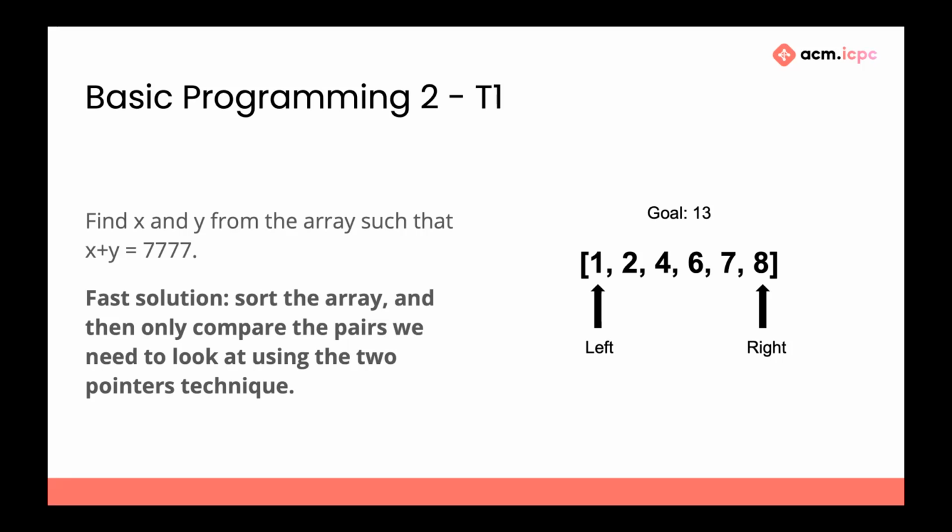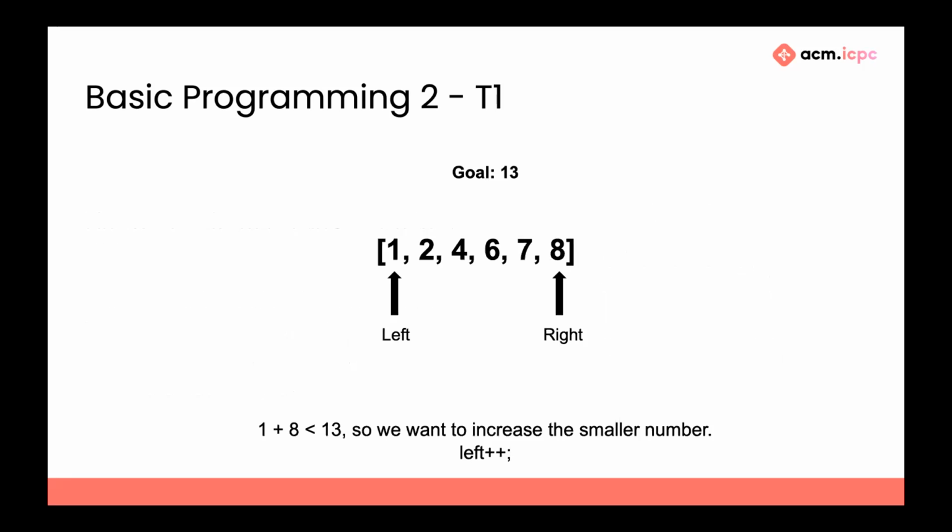So let's go through an example to see what this means and why it works. Again, suppose we wanted a sum of 13, and we have an array with the following elements. We start from the leftmost and the rightmost position, which is 1 and 8. We add these up, and the sum is 9, which is less than 13. At this point, what do we know? We tried combining the smallest element with the largest element, and we were still not able to reach the target.